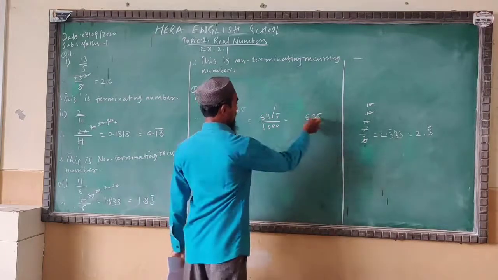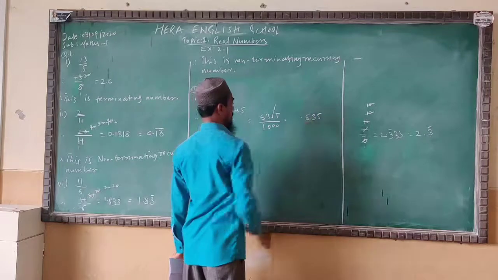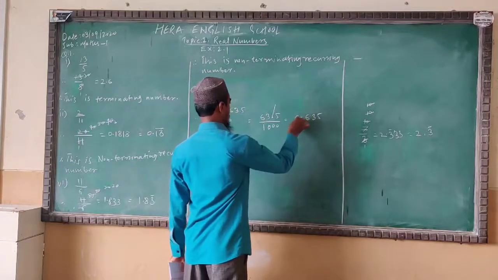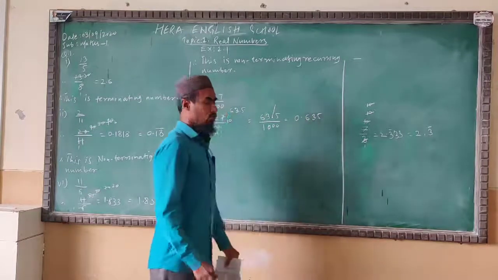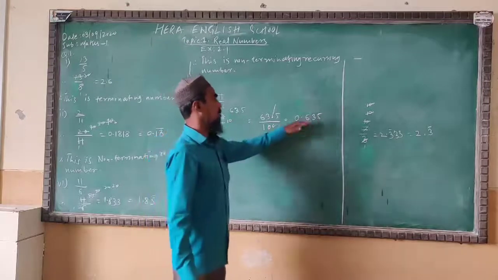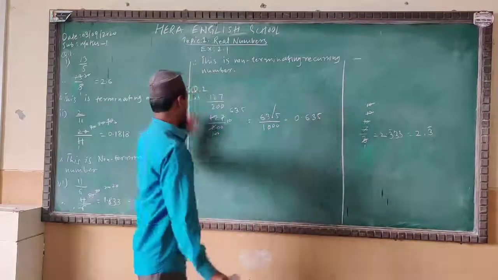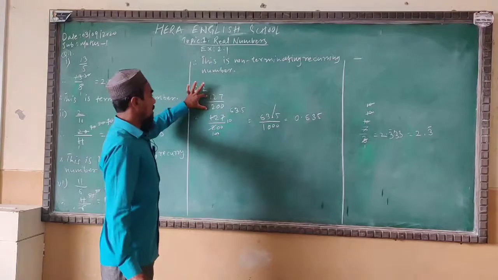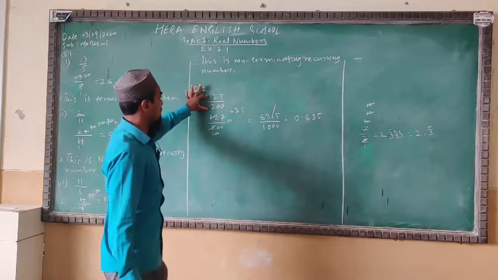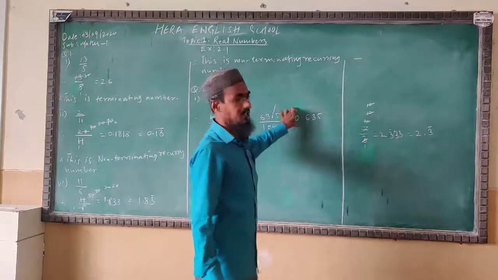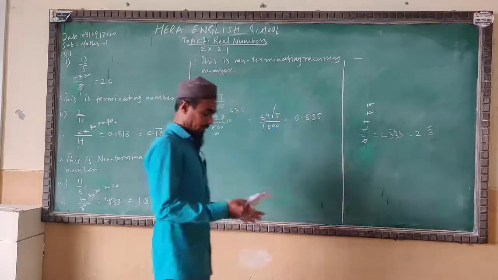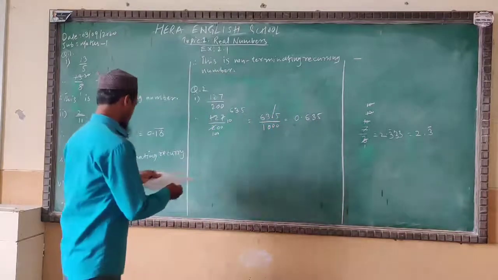So we will write here 100. Take the point here and no number is there, so we will take the 0 here. So the answer will be 0.635. The number we are given is 127 upon 200. Its decimal form is 0.635. That is your answer. Now next question, see very well.